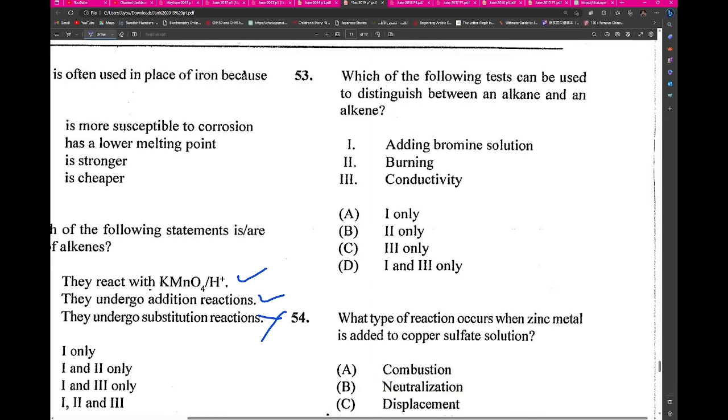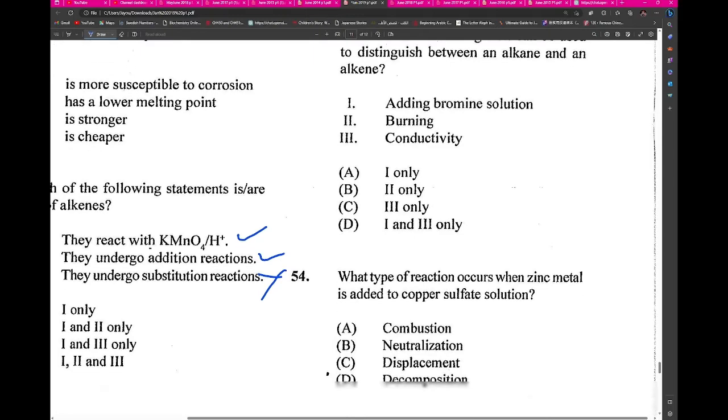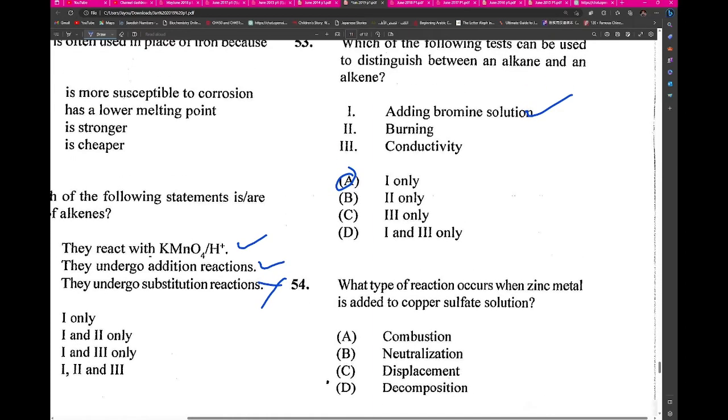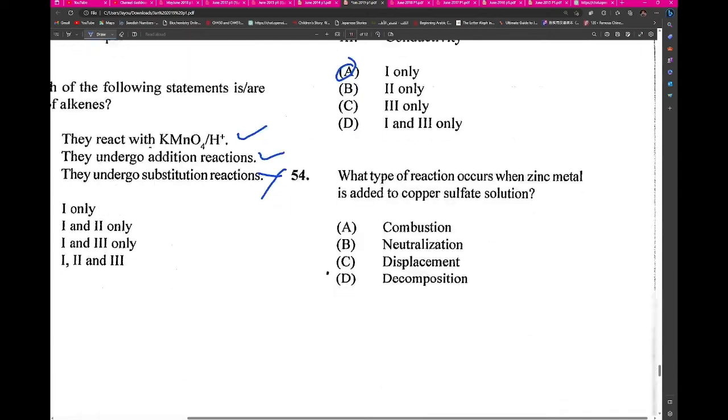Which of the following tests can be used to distinguish between an alkane and an alkene? This can be used. Probably this. Burning could do it as well. Let me see. No, not really.